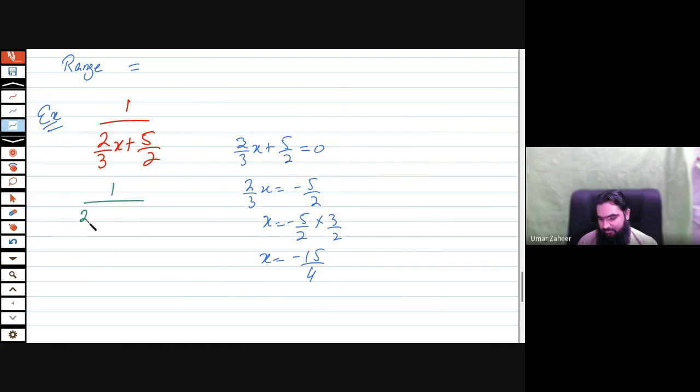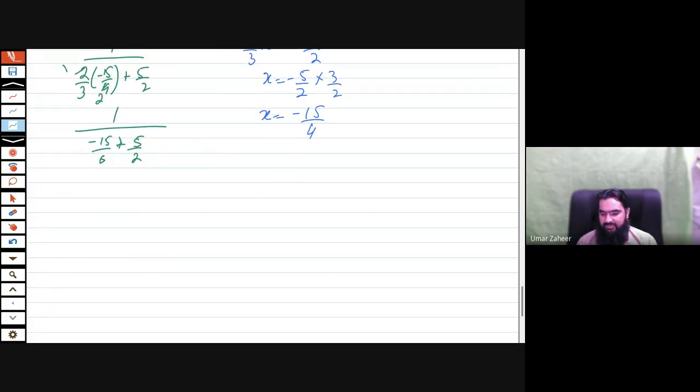We have to substitute it. You will get 1 divided by 2 over 3 into minus 15 over 4 plus 5 over 2. So 2 times 1 is 2, 2 times 2 is 4. 1 divided by minus 15 over 6 plus 5 over 2. Take the LCM, it will be 6, and minus 15. 3 times 5 is 15. So minus 15 plus 15, that will be 0 over 6. 0 over 6 is still 0. Look at here, you will get 1 divided by 0. It is undefined.